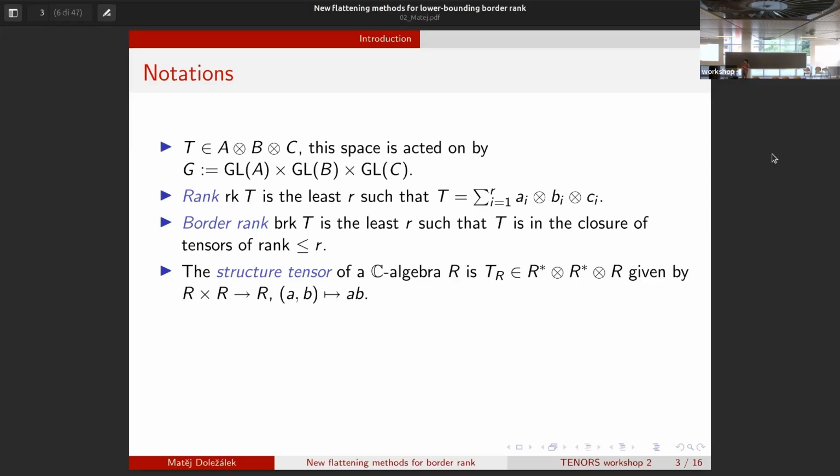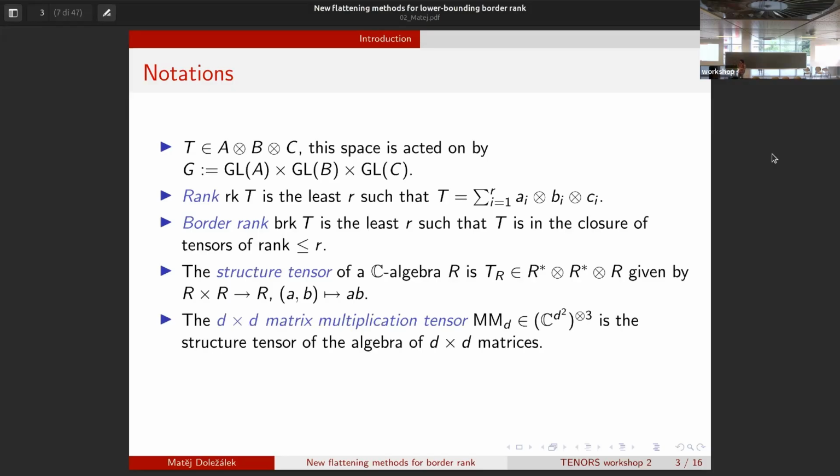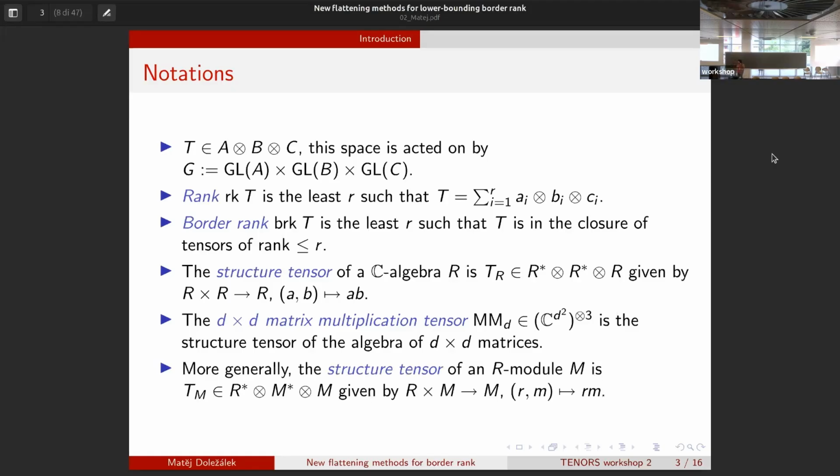Next, an important class of examples that I will be using will be structured tensors of algebras. So whenever I have a C algebra, let's say finite dimensional, I can encode its multiplication table as a tensor, and it lives in R dual tensor R dual tensor R, and it's implicitly given by this bilinear map, multiplication. In particular, there's the algebra of D by D matrices, so I will denote its structure tensor as MM_D. This is the matrix multiplication tensor.